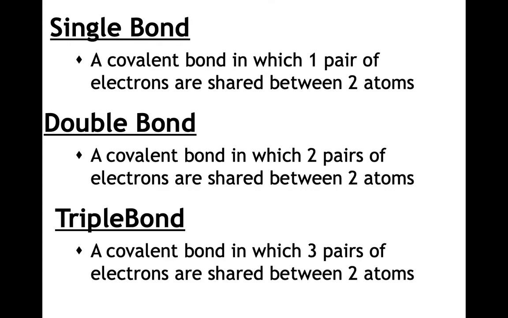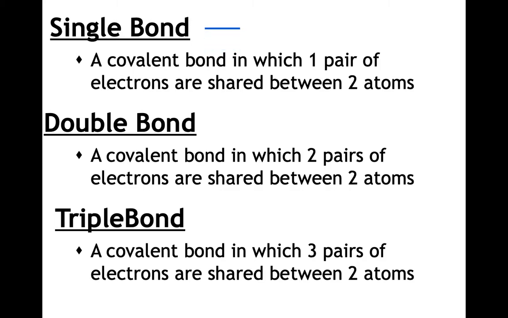Hi, welcome to Covalent Bonding Part 1. Today we're going to learn how to construct Lewis structures using an understanding of how atoms bond by sharing electrons. When you share electrons, you can either have a single bond, a double bond, or a triple bond. Not all atoms can have double and triple bonds.